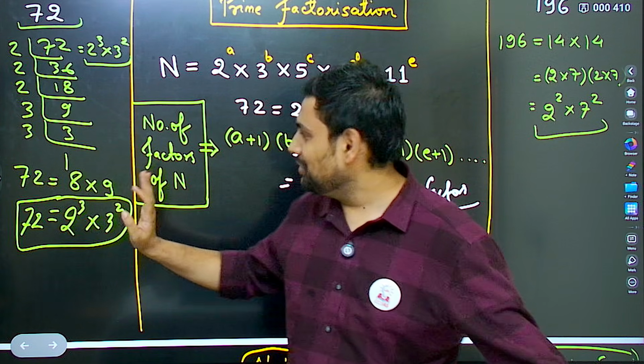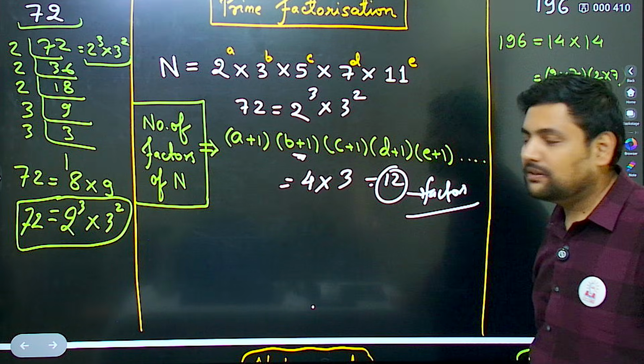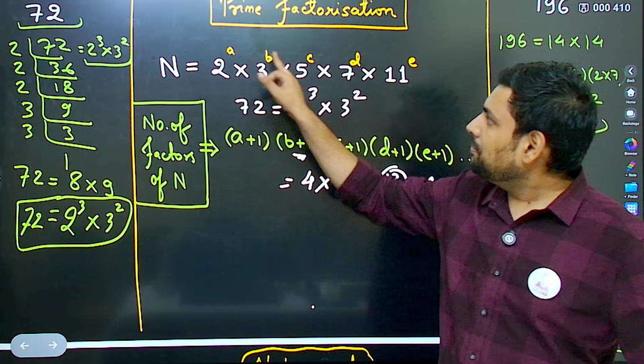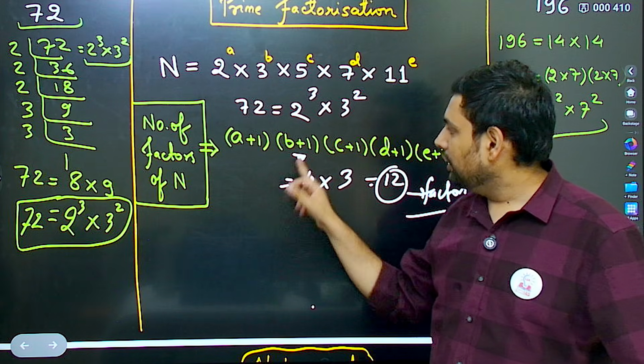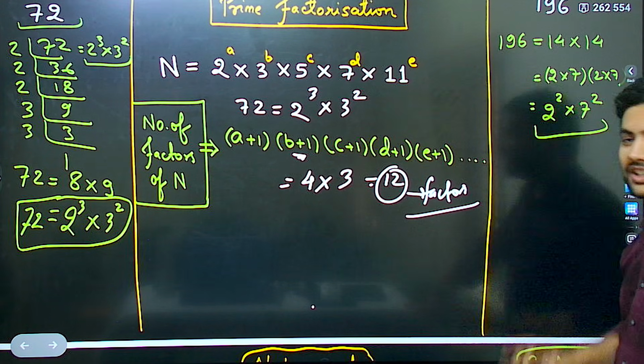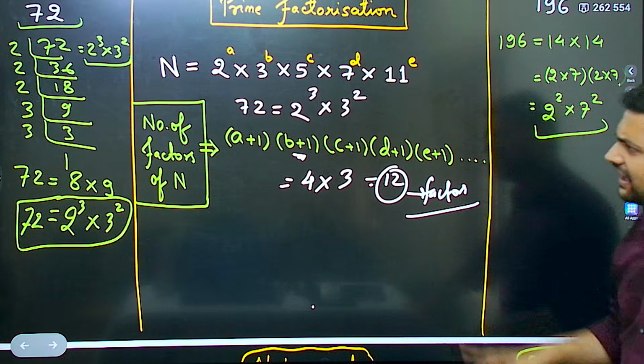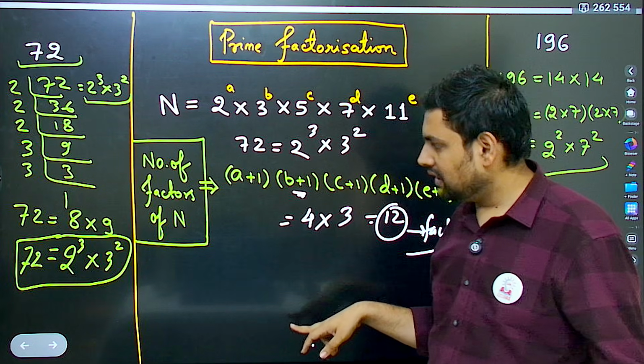all that you do. Then you write it in this form. For the number of factors, whatever is the power, you add 1 to it and multiply: (a plus 1) into (b plus 1) into (c plus 1) into (d plus 1) into (e plus 1). Remember this? Correct. So this is the number of factors of n.